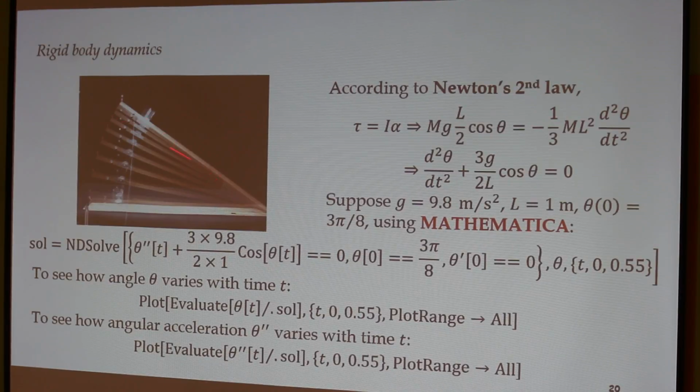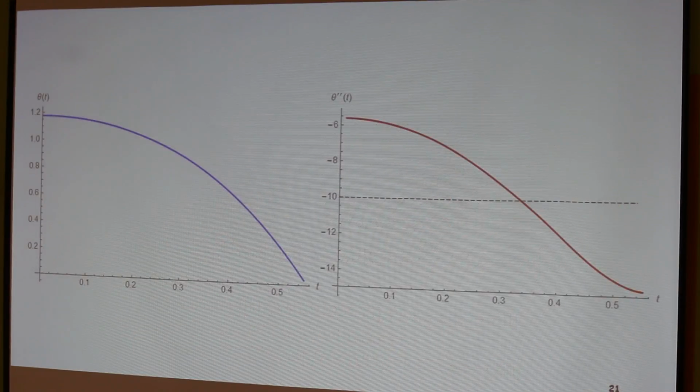A rigid rod, when it falls, can actually fall faster than g. If we take Newton's second law and try to solve this, you can't do it by hand, so I do it numerically. You can see that at some point in time, the acceleration of the rod will be higher than 10 meters per second squared.